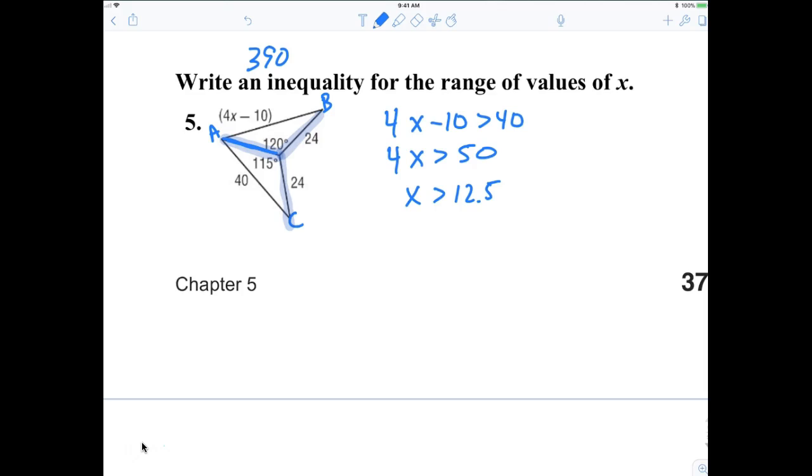Because they gave you an unknown, all they want is the fact that 4x minus 10 has to be greater than 40. That's what I want. All right? Everybody agrees, simple. All right, very easy.